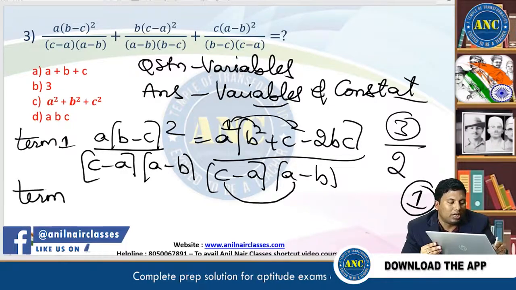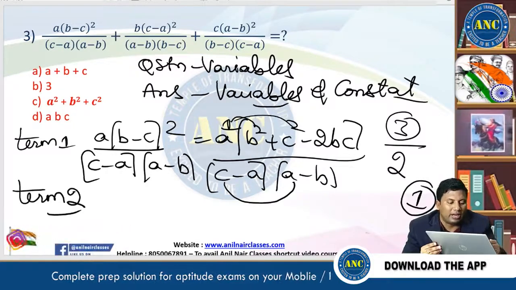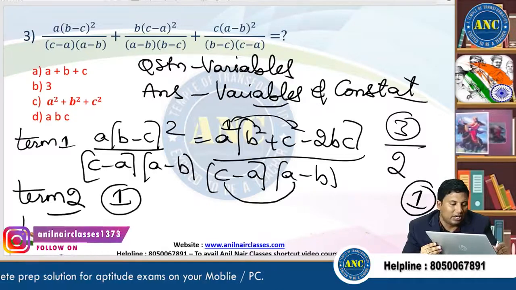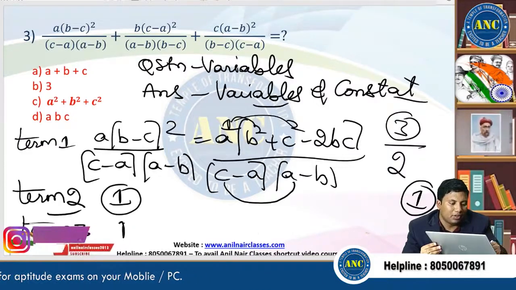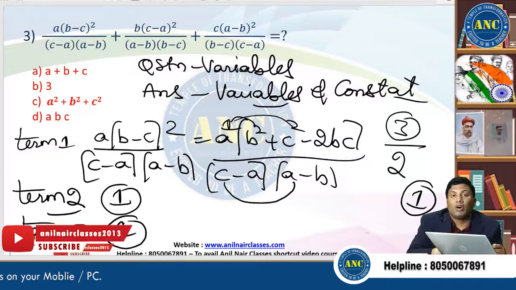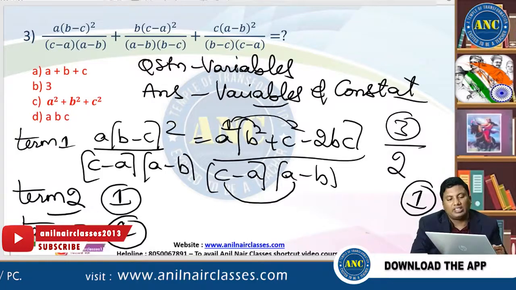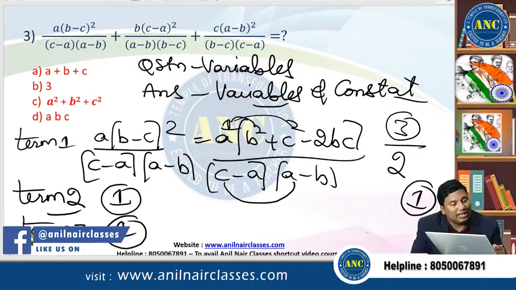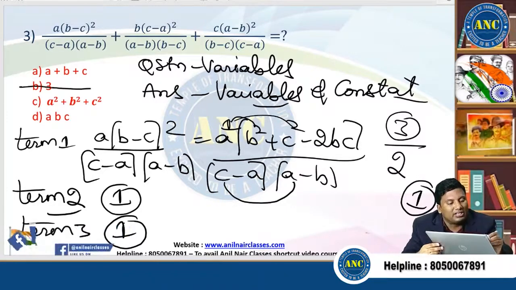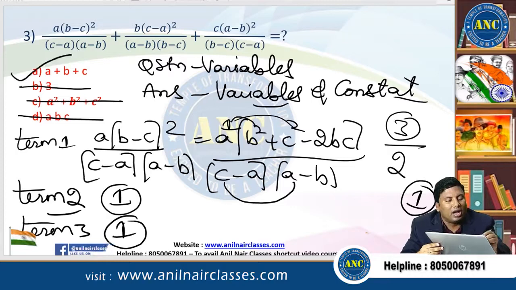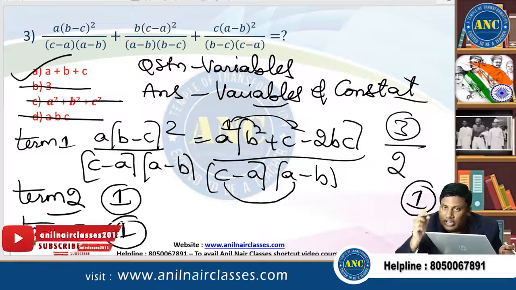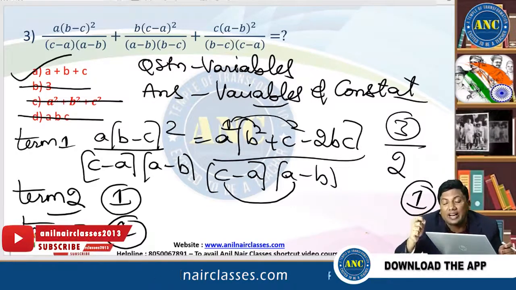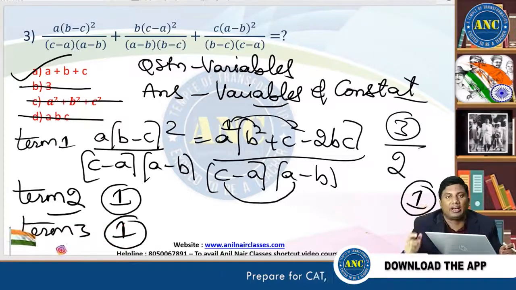Term 2 also, same thing, I am getting degree is 1. Term 3, degree is 1. What is the maximum value? Maximum value, it is 1. So just look at the answer option. This is degree 0, degree 2, degree 3. Option is degree 1. If the question contains variables, answer contains variables and numerical values.